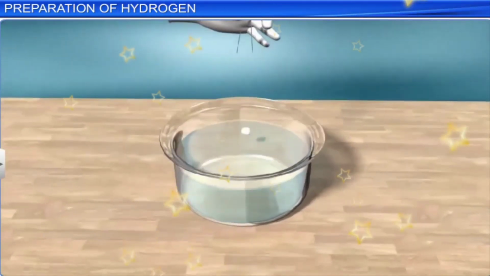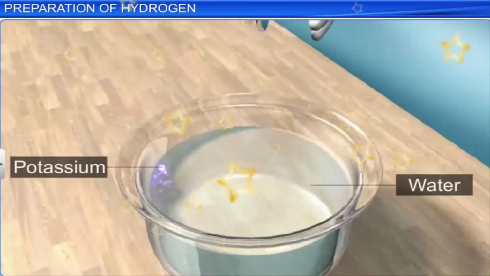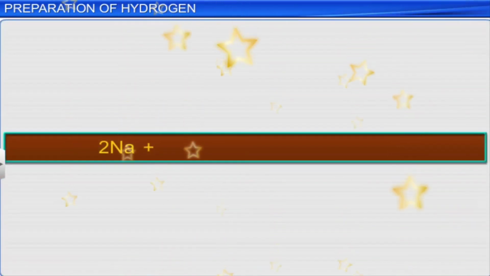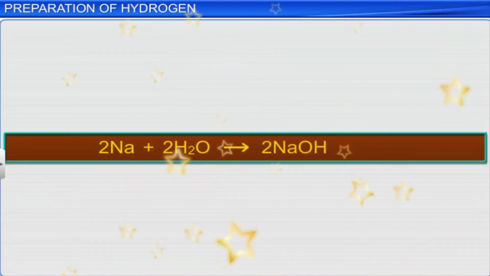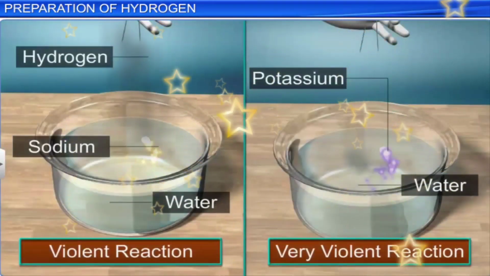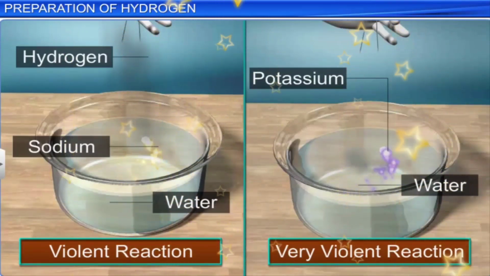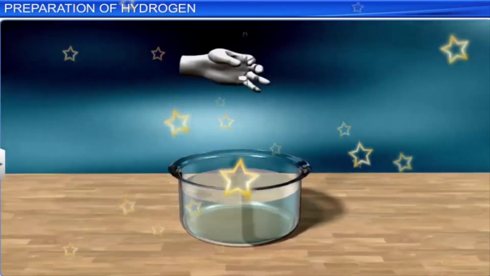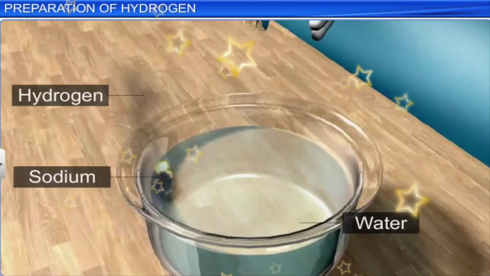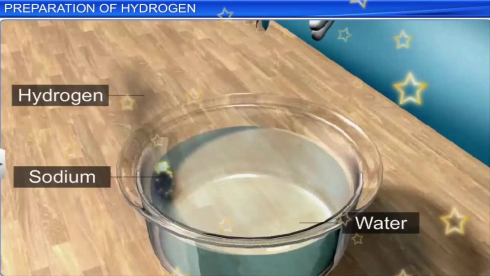However, this method is not preferred because the exothermic reaction is very violent in nature and the heat liberated ignites hydrogen as well. Sodium also reacts with water to produce sodium hydroxide and hydrogen. This is also not a preferred method as the reaction is violent, though less than that with potassium. Another reason for avoiding this method is that the collection of hydrogen becomes difficult as sodium melts into a globule and moves randomly on the surface of water.